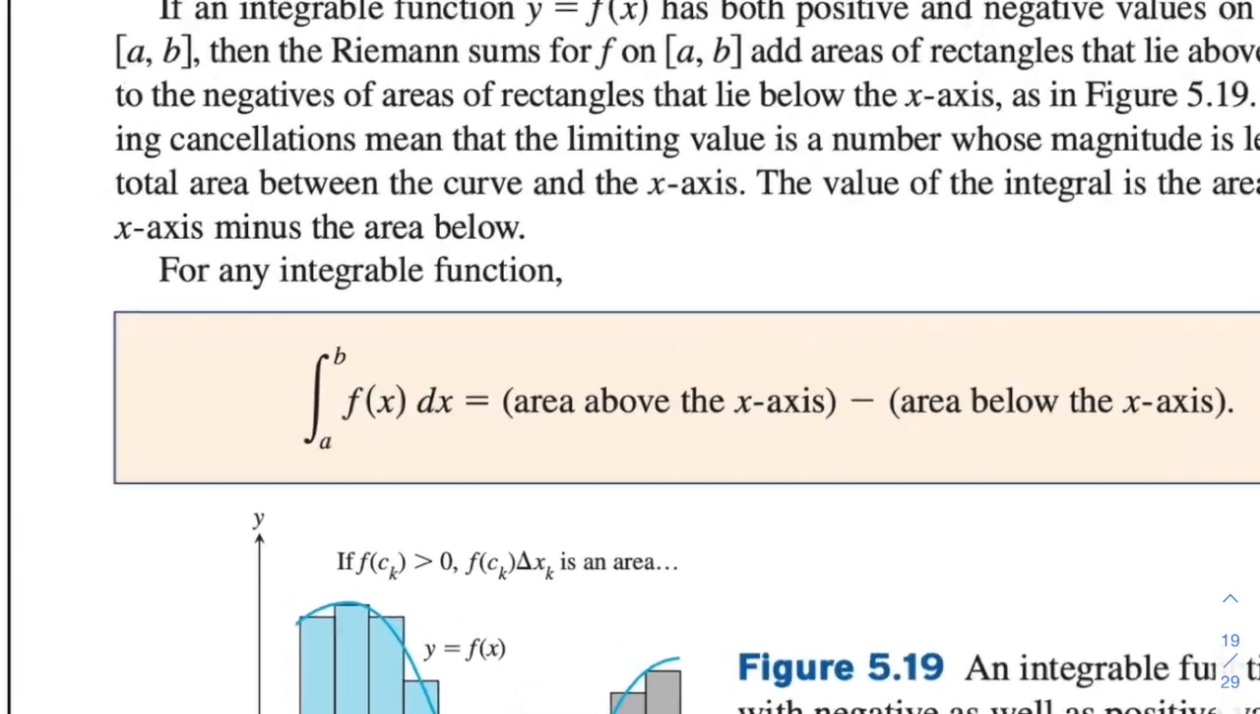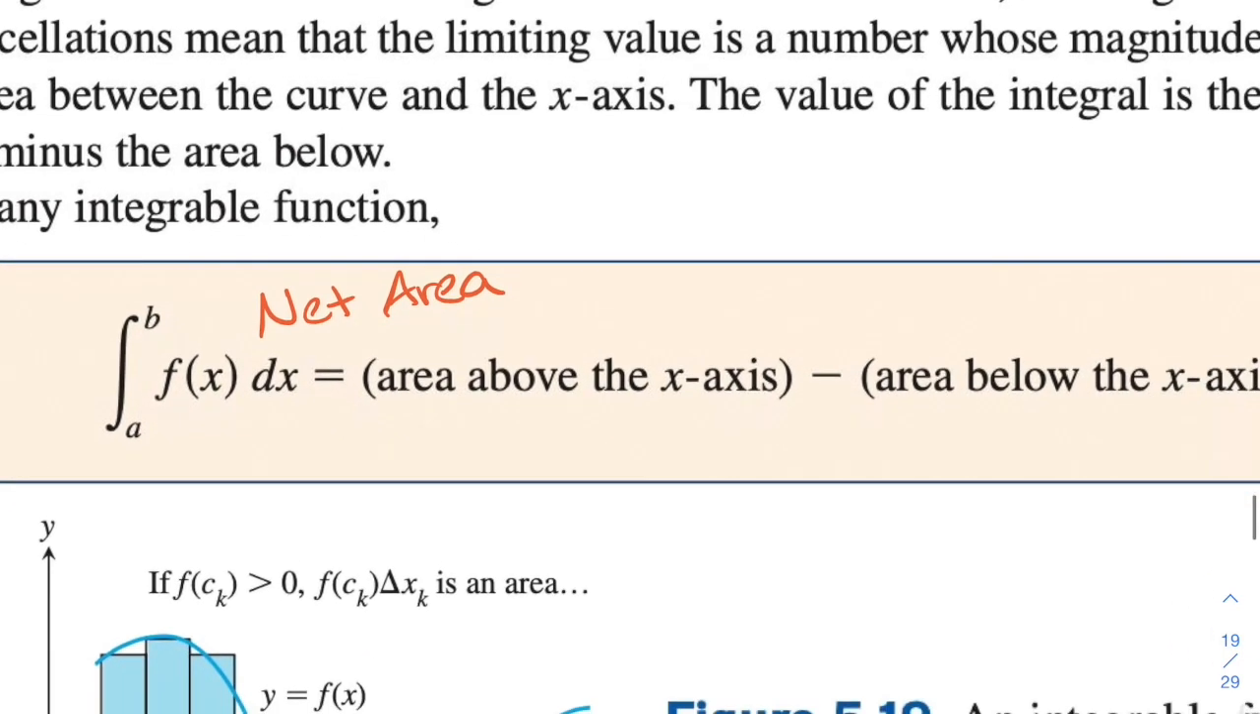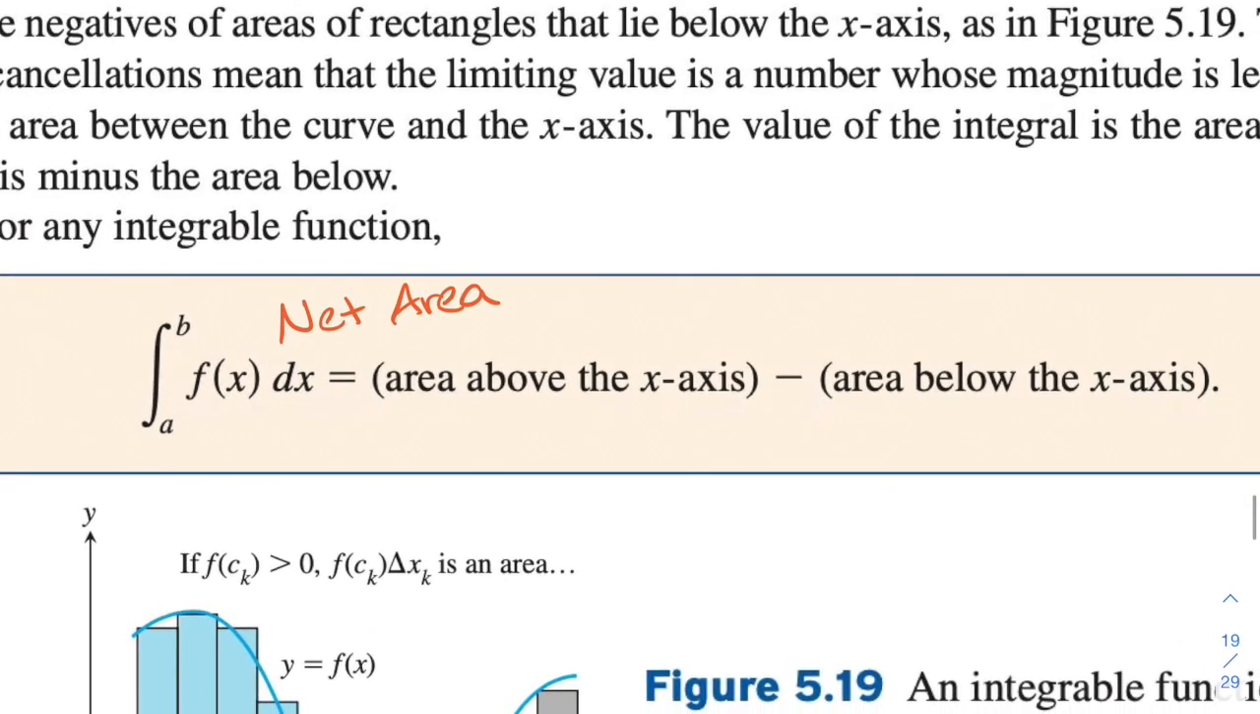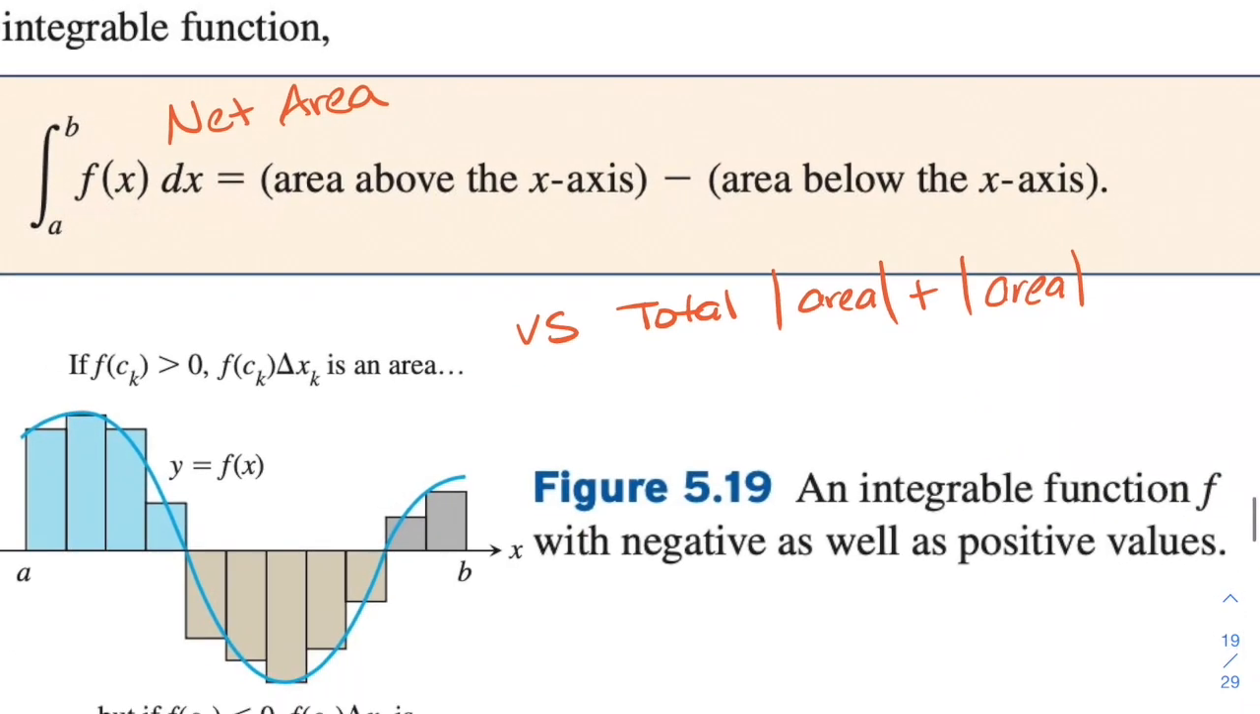Don't forget that the total area, so this is what I call total area, or sorry, net area. I apologize. Net area. Net area is when you do the area above the x-axis and you take away the area below the x-axis, versus total, which is when you do the absolute value of area and you add it to the other absolute value of area.